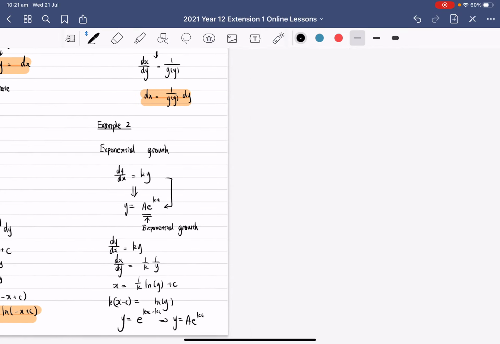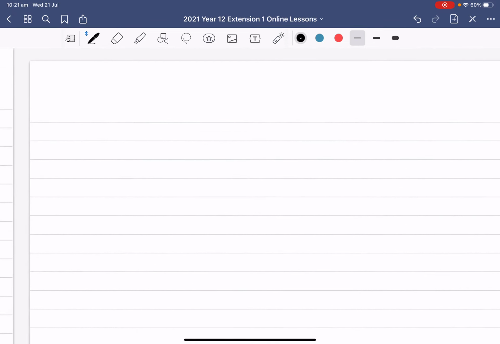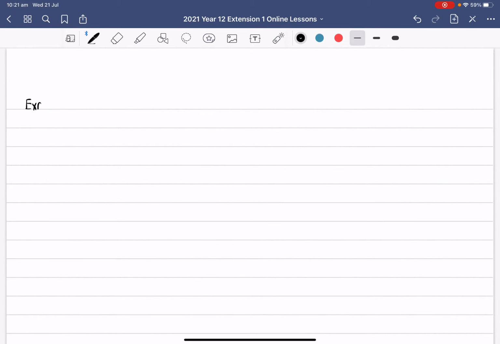All right, let's have a look at the next example. Okay, example 3. So we're going to solve this differential equation: y dash is equal to minus 3y. And then we need to find the particular solution, given that initial condition or initial value, y(2) is equal to 50.